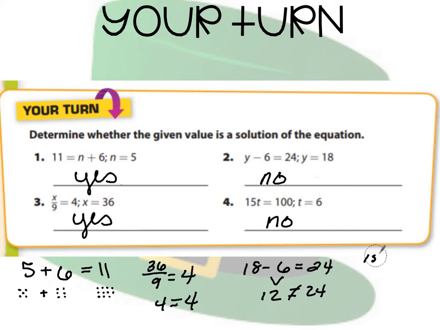Here I have 15 times t is equal to 100, where t is equal to 6. I know that 6 times 5 is 30, and 10 times 6 is 60. If I add those two things together, I get 90. So this is 90 equals 100, which is not correct, so that is not a solution.